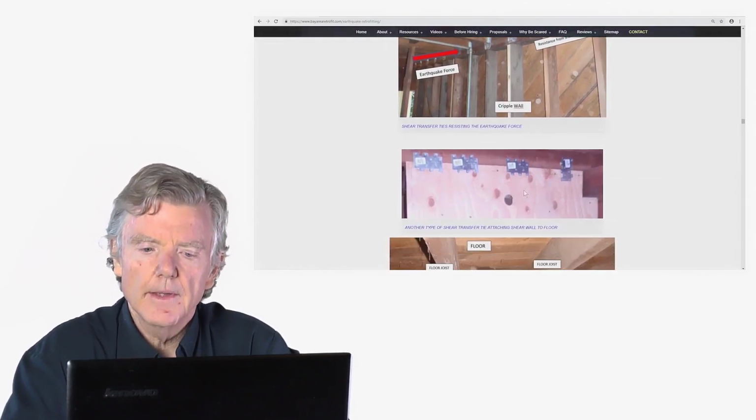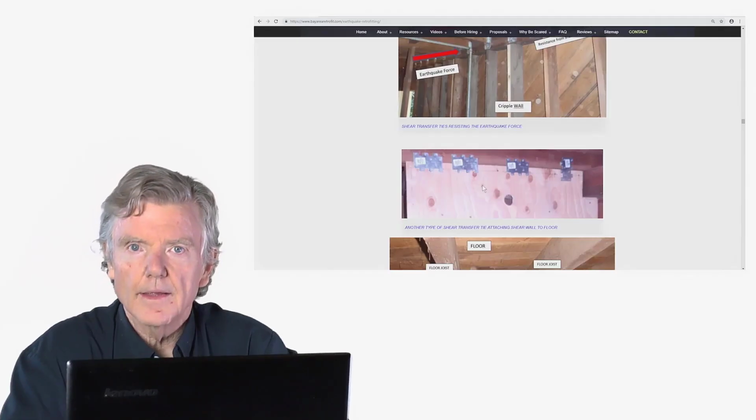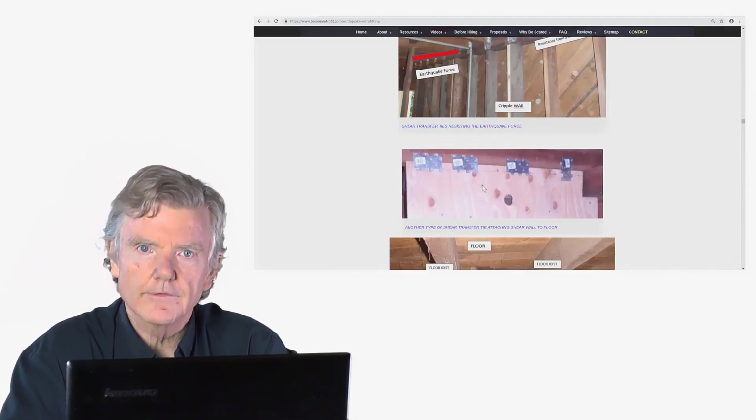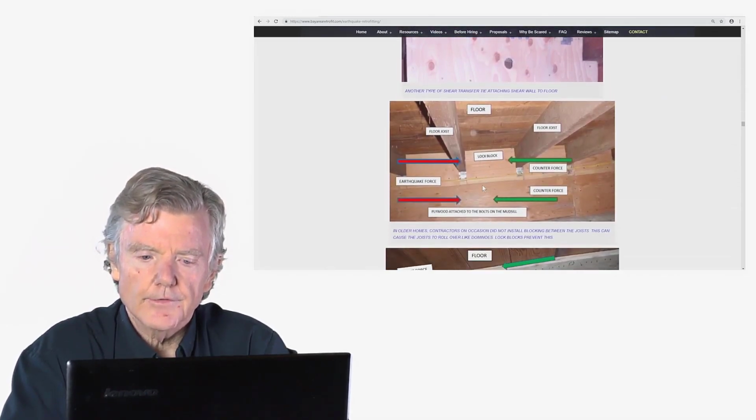Here's another type. Again, here's our plywood right here. Here's our floor joist. That's the part that's supporting the floor. And then these pieces of steel attach the floor joist to the plywood, and the plywood is attached to the bolts, and the bolts are attached to the foundation, and that way ultimately the floor itself is attached to the foundation. So here's another style.